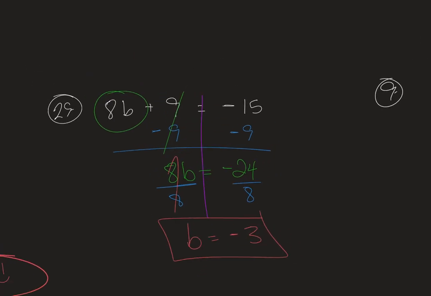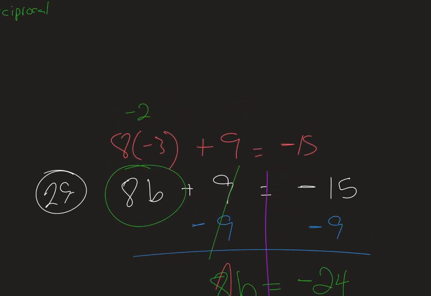Oh, let's plug it back in. 8 times negative 3 plus 9. Does that equal negative 15? Well, negative 24 plus 9, does that equal negative 15? Yes, it does. This would equal negative 15.